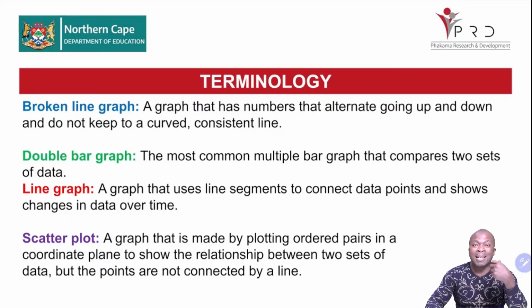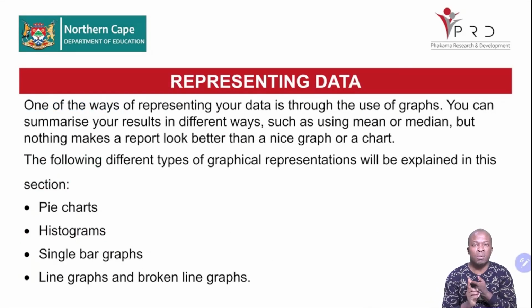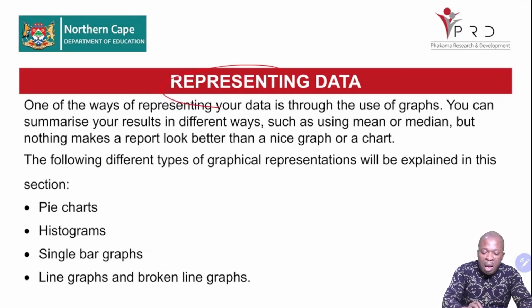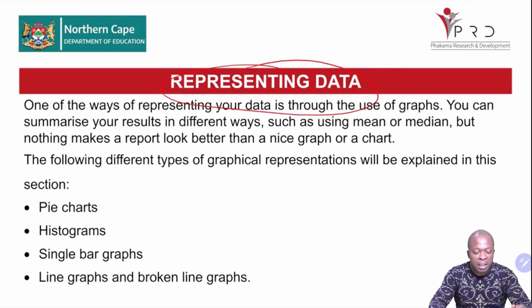Broken line graphs, what are they? I've explained to you again. What I'm saying is that try to pause and see the explanation that I'm giving to you. What's a broken line graph? What is a line graph? What is a double bar graph? What is a scatter plot? The whole idea of showing you all these things is because we are focusing on how to represent data.